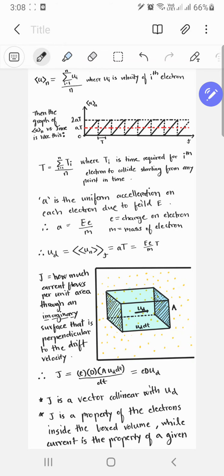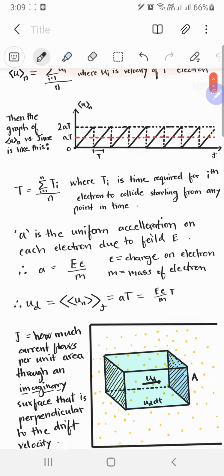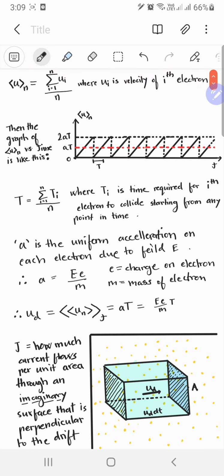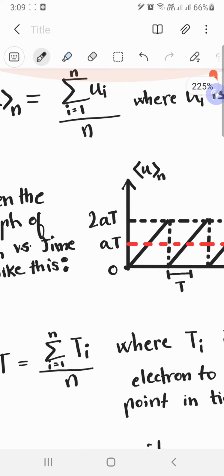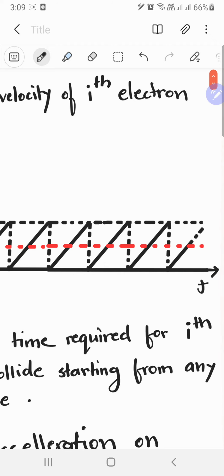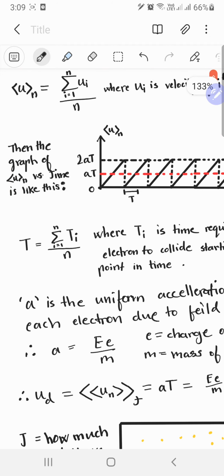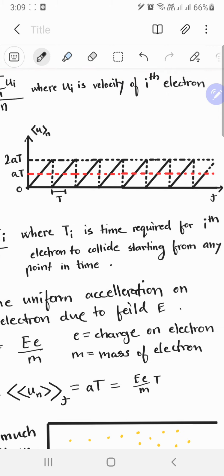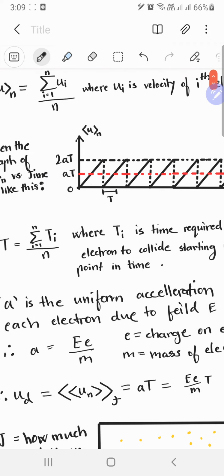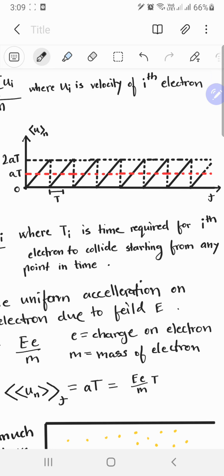Okay, let's do it. So this average with respect to n of the velocity of the electrons, I defined it like this: the summation from i equal to 1 to n of ui, where ui is the velocity of the ith electron. Then the graph of this, the average of u versus time, is like this. So it accelerates due to the acceleration a, which is due to the field. It does so for some time, but then it collides and completely loses all the memory that it had. So just consider a bunch of electrons.